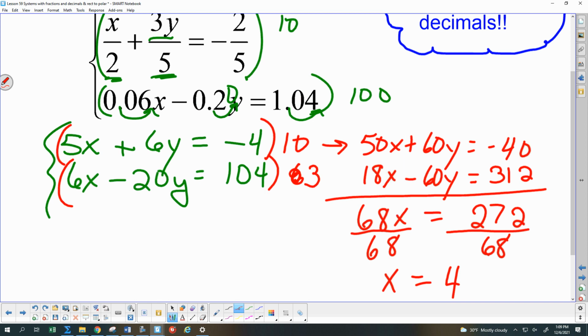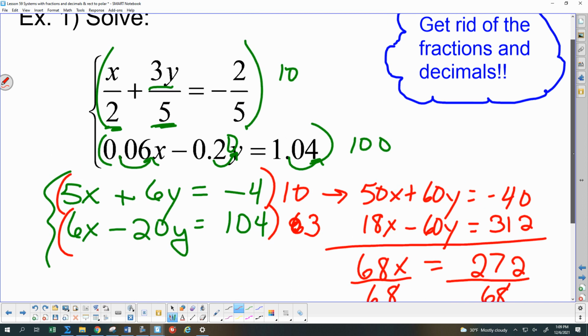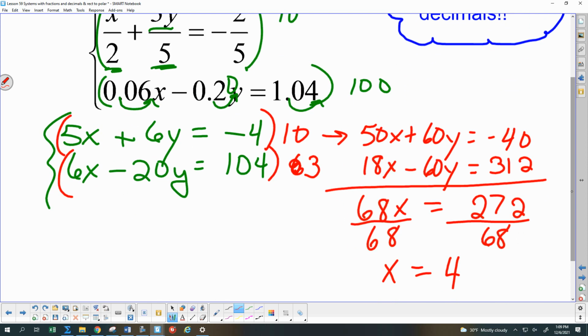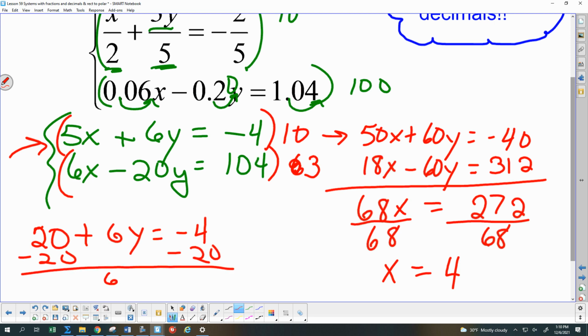Now I need to plug that 4 back in one of my equations. I could go back to my original fraction and decimal equations, but then I've got to deal with doing arithmetic with fractions and decimals. So instead, I think I'm going to pick one of these two. I'm going to pick the top one because 6 is smaller than 20 and 4 is smaller than 104. And I like smaller numbers. So I'm going to say 5 times the 4 is 20, plus 6y is negative 4, and if I subtract 20 on both sides, 6y is negative 24, so everybody, what's y?